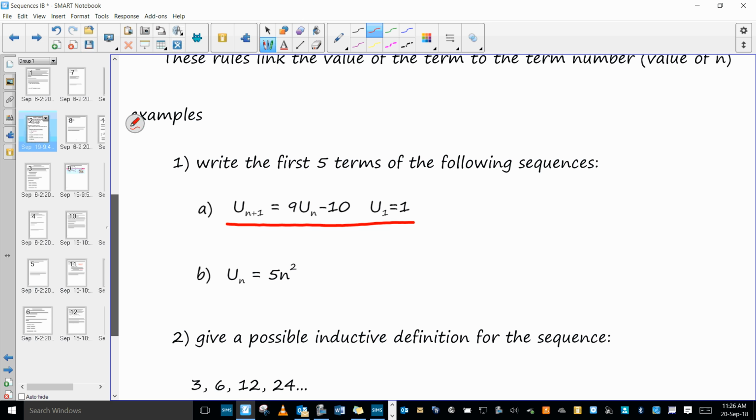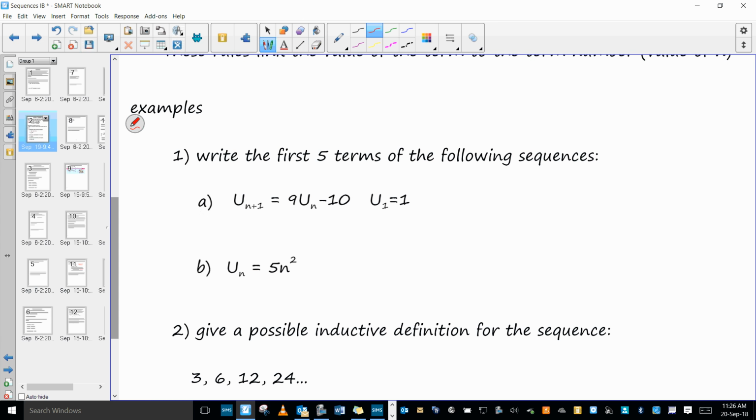So if we were to write the first 5 terms of the following sequence, here's my rule. If I need to know the first 5 terms, well, they've helped us out. They've told us u1. That's 1. So what would u2 be? How would I find u2?